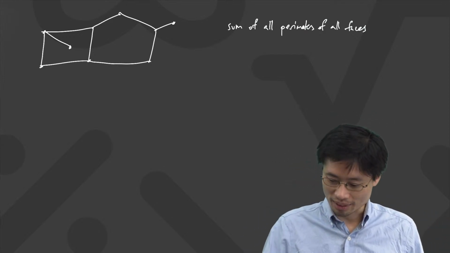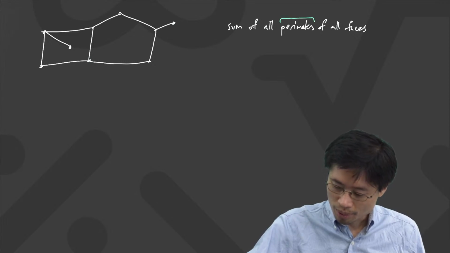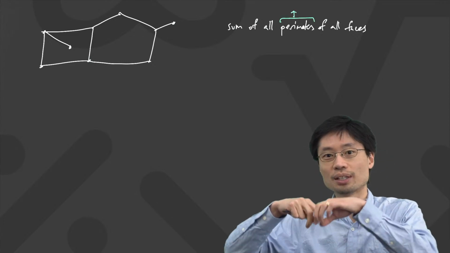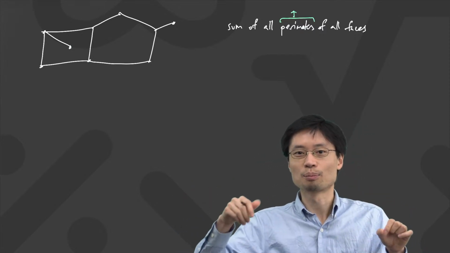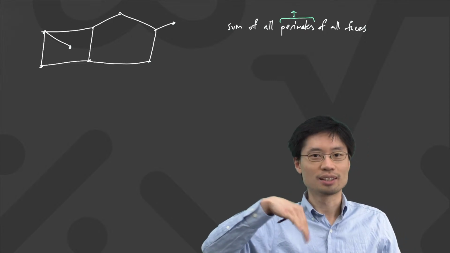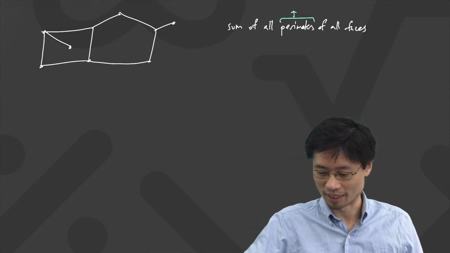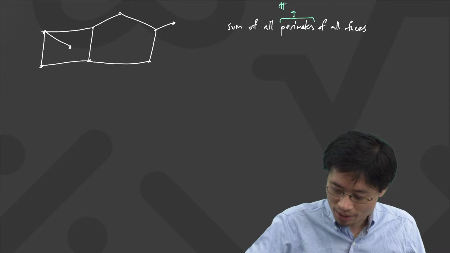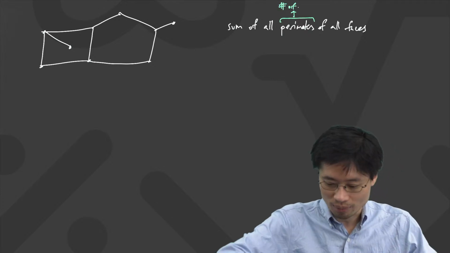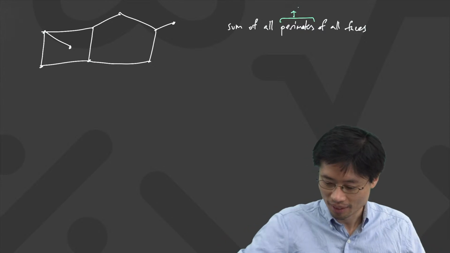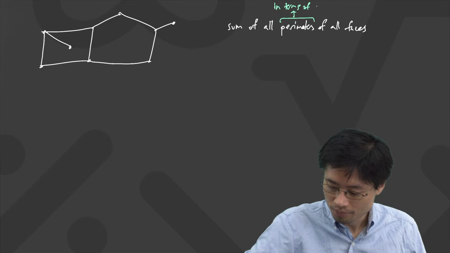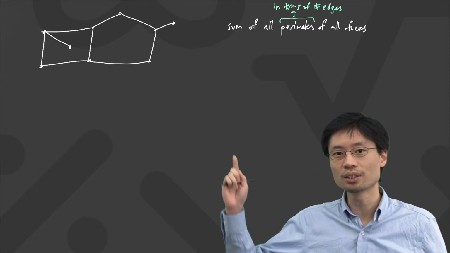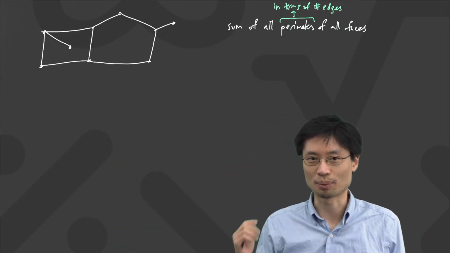First of all, I need to define what is a perimeter. Perimeter here is not the actual length, because in graph theory, we don't care about how long each edge is. The perimeter is just going to count the number of edges along the face. So the perimeter is measured in terms of the number of edges. And the reason is because I drew this in a funny way so I can give you examples of what perimeters are.